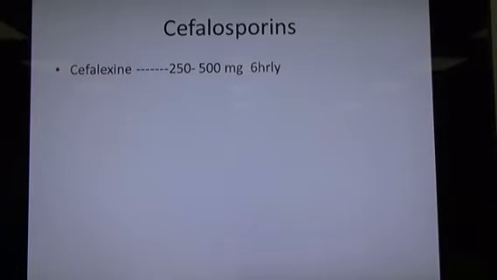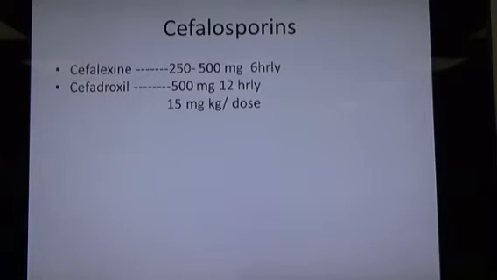Cephalexin is the first generation drug. It has also gram-negative and gram-positive spectrum. Its dose can vary from 250 milligram to 500 milligram 6 hourly. Cefadroxil is another drug in first generation. It has a better spectrum. The common name is, I think, Keflex. The dose is 500 milligram 12 hourly, or for pedia, it is 50 milligram per kg per dose. That means you have to give it 6 hourly.